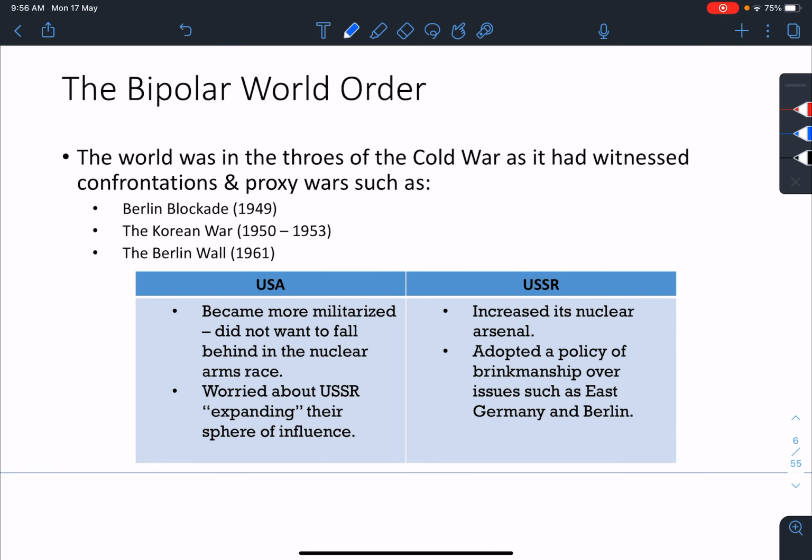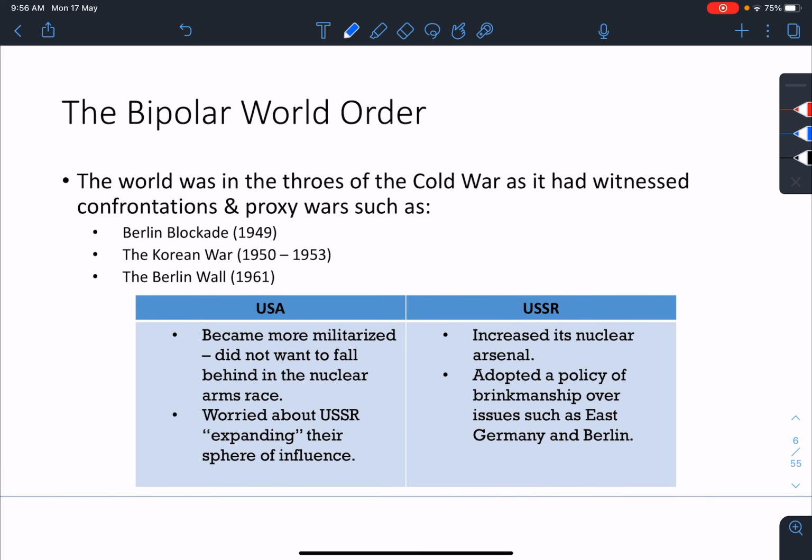And the time frame that we're going to look at here, the Cuban Missile Crisis, is in 1962. I'm going to use the short form CMC. So it happens in 1962. When you are writing your essays, you can write it as the crisis. Do not write CMC.